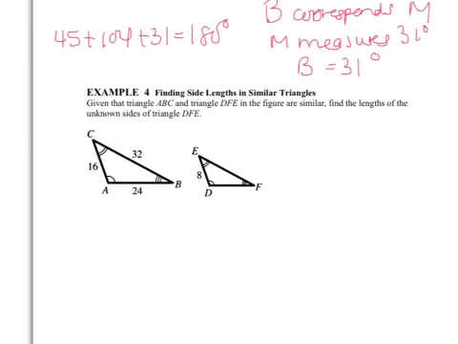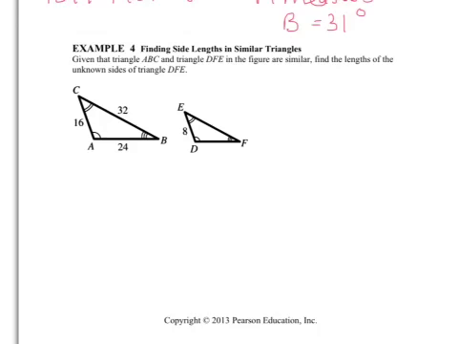And if we slide down our page here, it says, given that triangle ABC and triangle DFE in the figure are similar, find the lengths of the unknown sides of triangle DFE. So here we know that A corresponds to D, and then we can say that E corresponds to C. So what we can do is we want to set this up as a proportion.